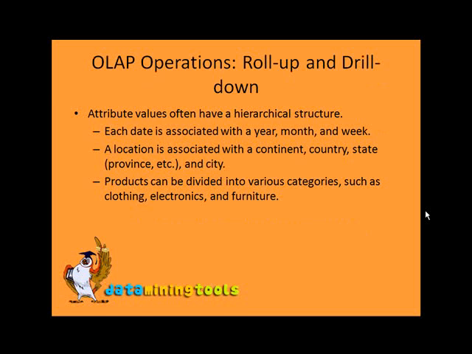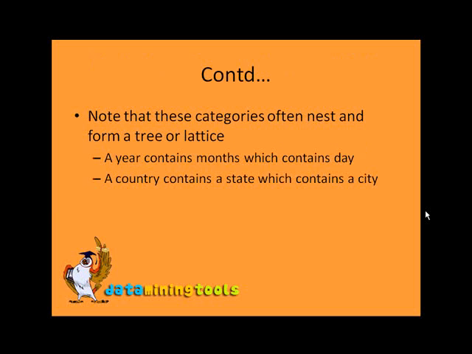Let's understand OLAP operations such as roll-up and drill-down. Attribute values often have hierarchical structure. For example, each date is associated with year, month, and week. The location is associated with continent, country, state, and city. And products can be divided into various categories such as clothing, electronics, and furniture. Note that these categories often nest and form a tree or lattice. For example, a year contains months, which again contain dates. A country contains states, which further contain cities.